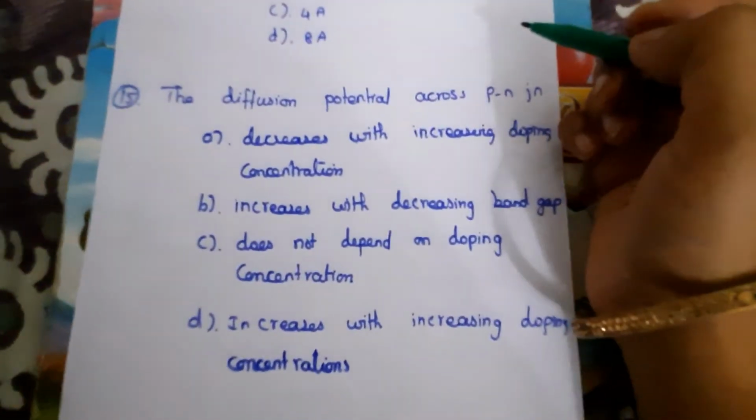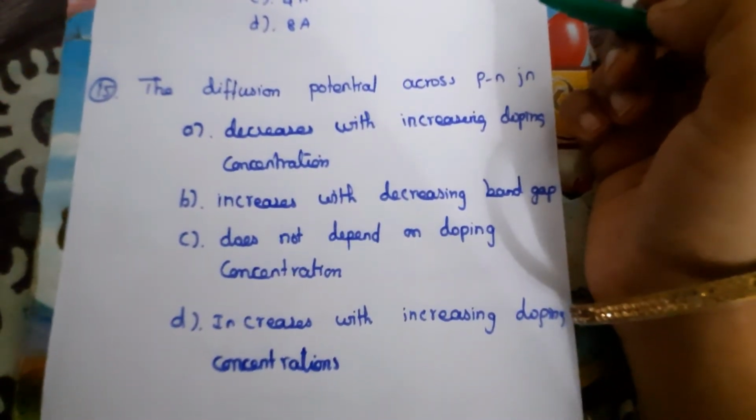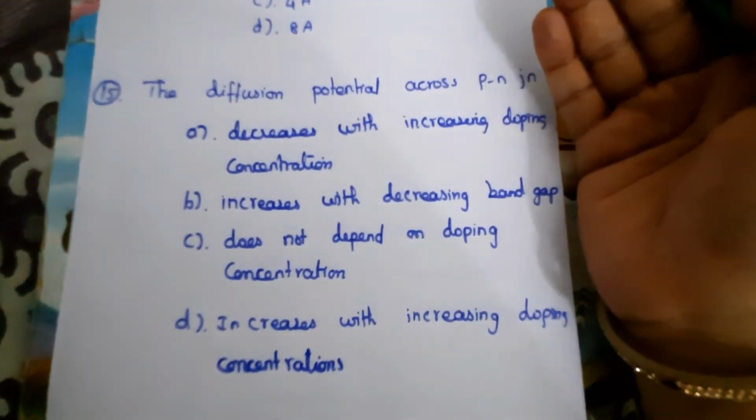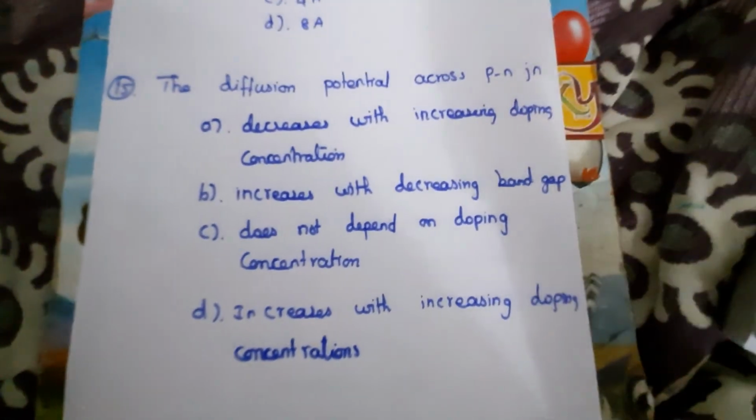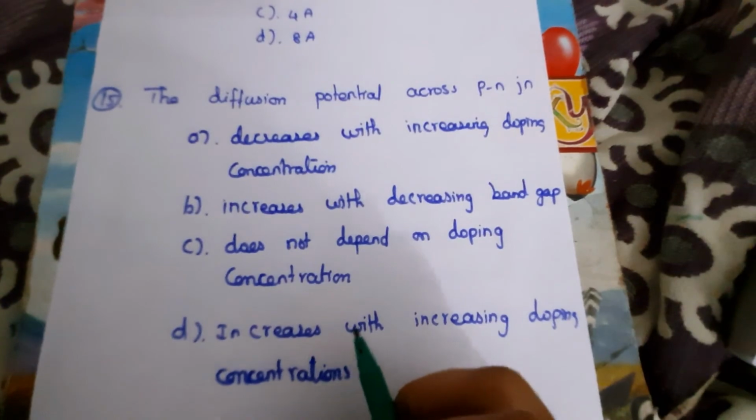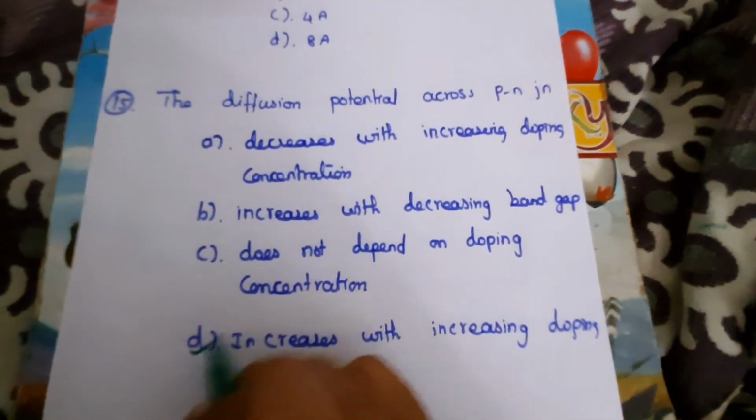And the next, final question, the diffusion potential across a PN junction increases with increasing doping concentration. The diffusion potential increases with increasing doping concentration. So D is the answer.